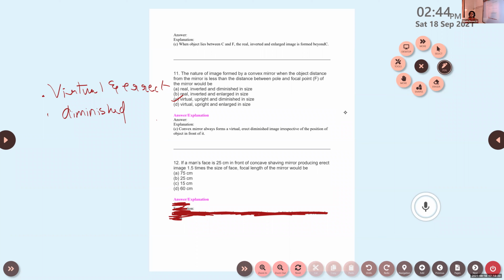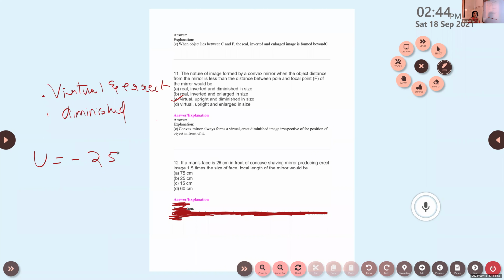So what is the object here? Here the object is the man's face. Okay, the man's face is the object. And here we are using a concave mirror. What about the object distance? Yes, object distance is negative 25. Even though it is a concave or convex mirror, object distance is always negative.